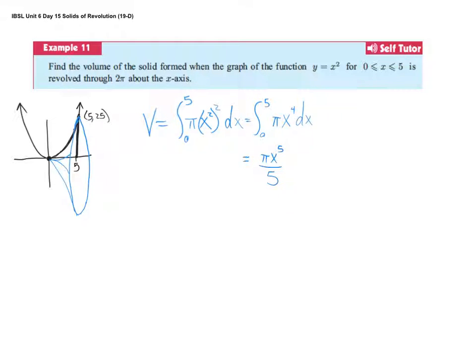Okay. All right. So our integral's pi x to the 5th over 5. We're going to evaluate it from 0 to 5. When you plug in 0, you get nothing. So it's just 5 to the 5th pi minus 0. And 5 to the 5th would be 3125, divided by 5. I lost my divided by 5. So that divided by 5 is 625 pi.